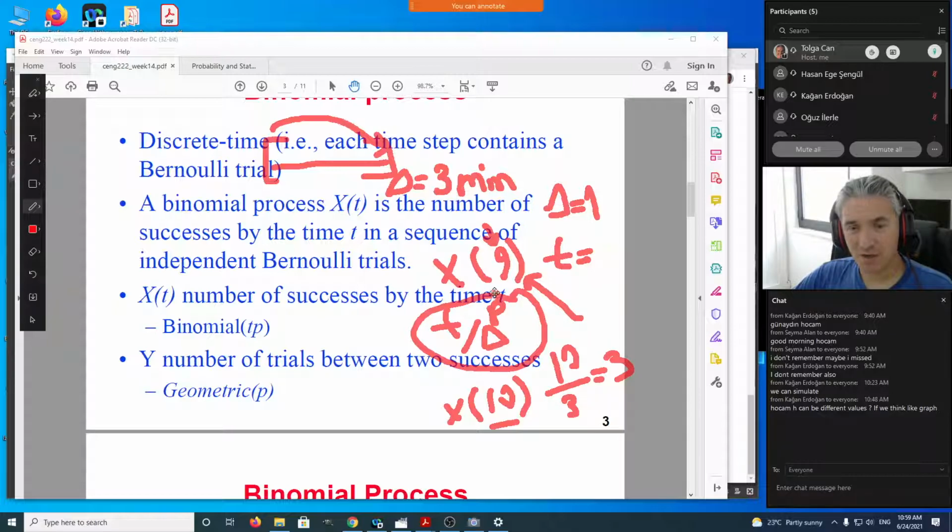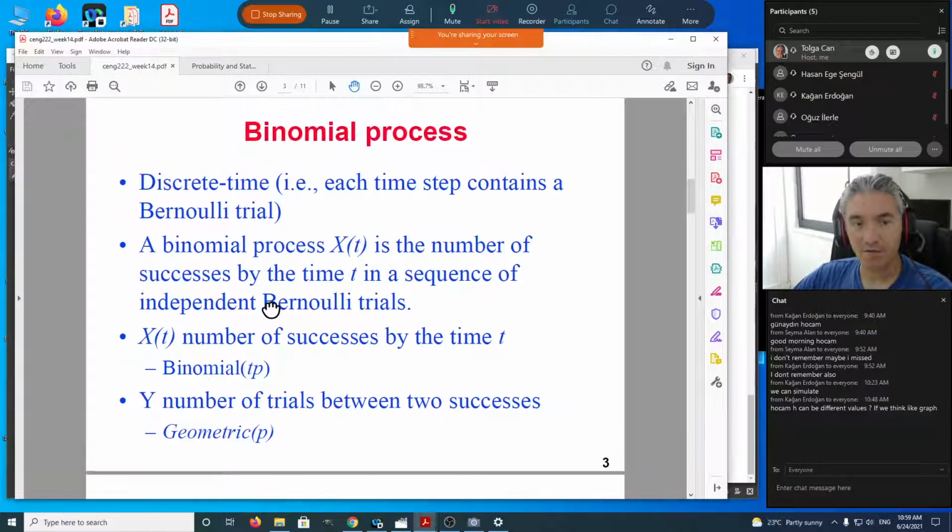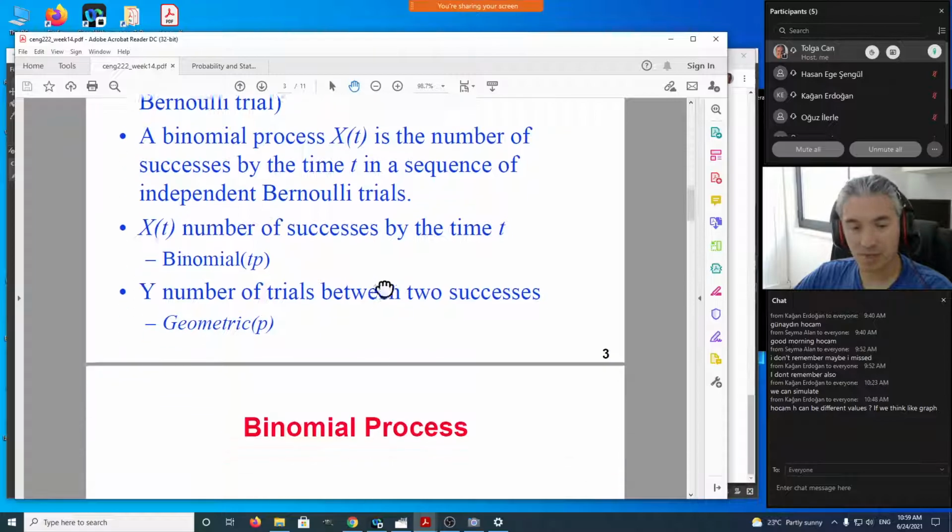If you go into the domain of non-integer time units, then you basically go away from the discrete-time binomial counting process, and you jump to the domain of a Poisson process, where you show the time in a continuous manner. If we have the time steps discrete, as a number of trials, what we have is called a binomial process.